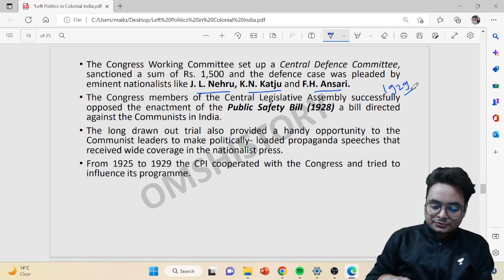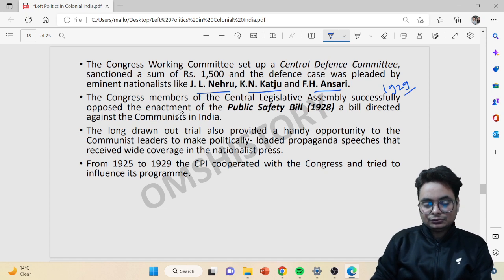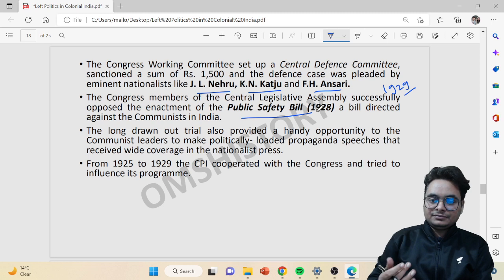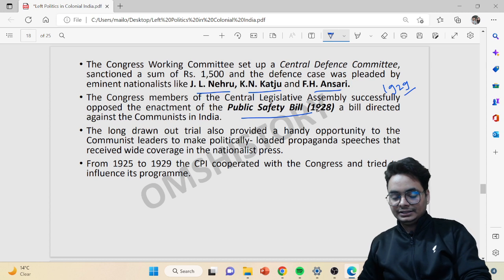Now, in that atmosphere of unreserved sympathy for the communists, the Congress members of the Central Legislative Assembly successfully opposed the enactment of one public safety bill. This public safety bill was intended to stop the working of the communists in India, so that no communist leaders, like the international communist leaders, were allowed to work in India.